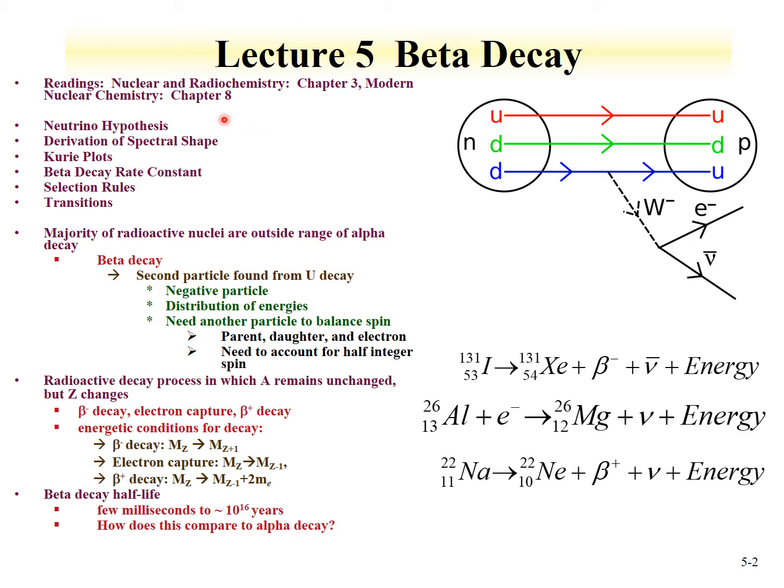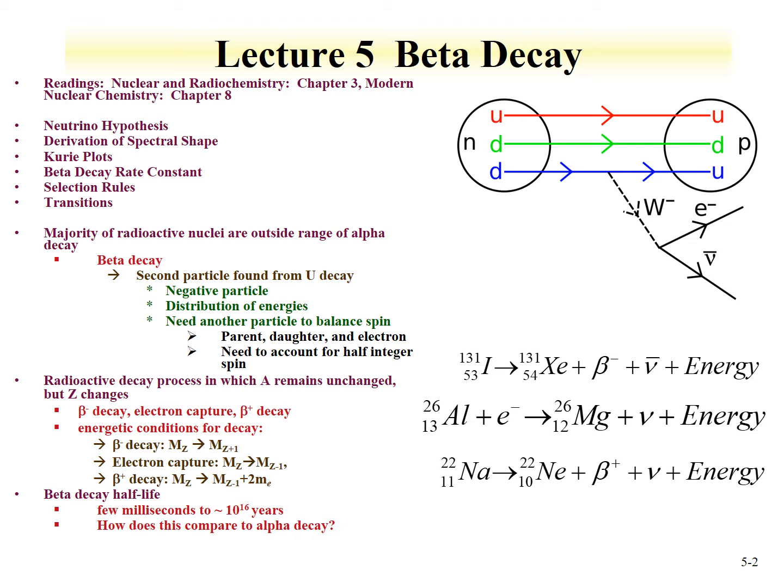This chapter is going to cover the Neutrino Hypothesis. We're going to talk about spectral shape and what information can be derived from that. We're going to introduce something called Curie Plots, which is a way of evaluating data to understand what sort of transitions occur. We're going to talk about equations that are used to derive the beta decay rate constants.